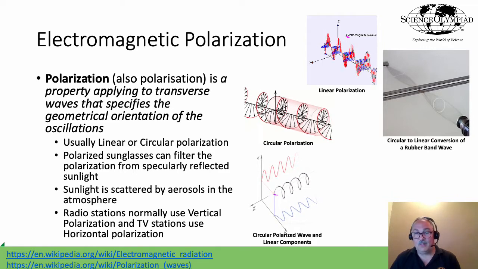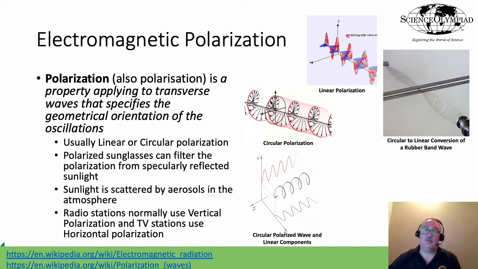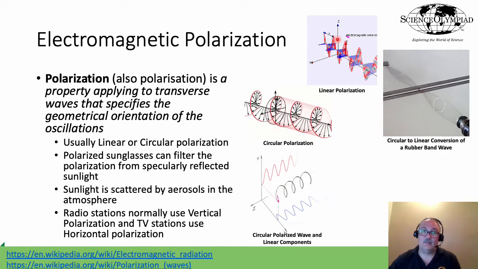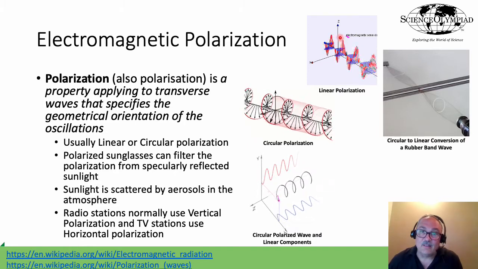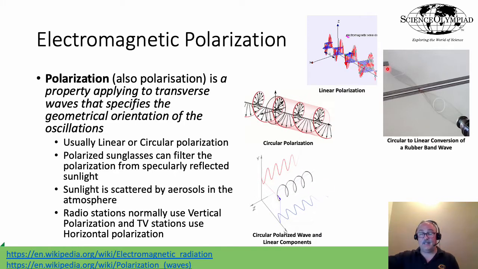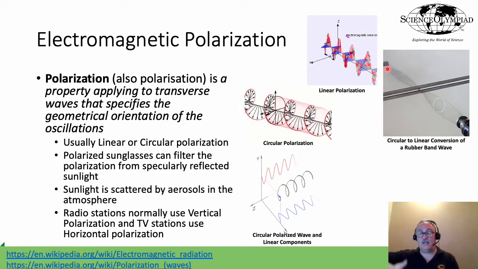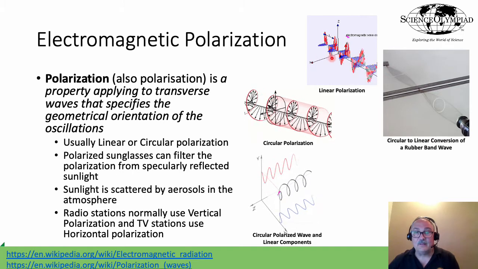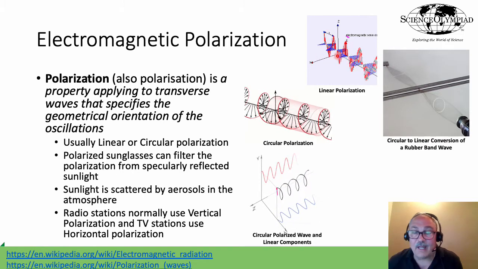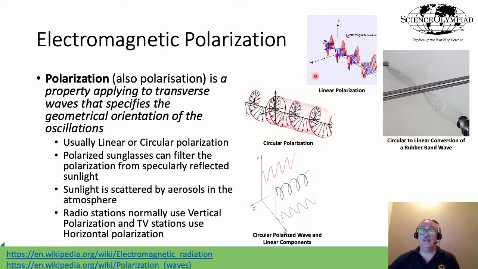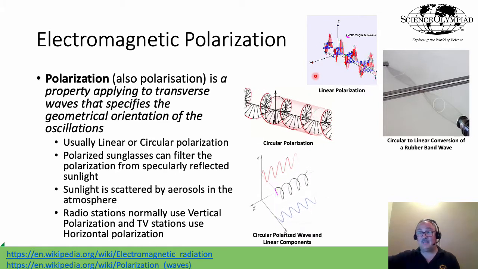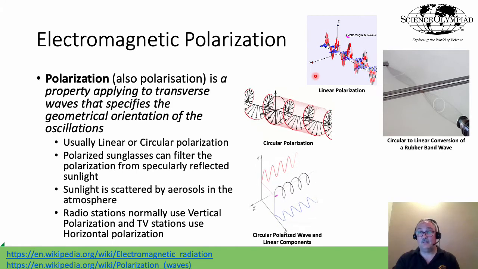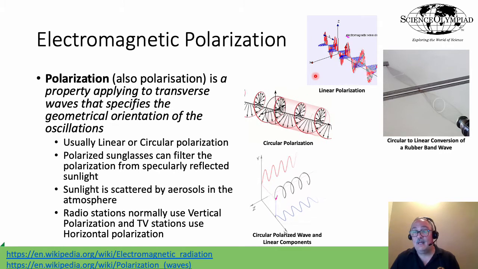Simply put, what that means is that if you look over here in this particular case, the electric field is in the ZY plane. It goes up and down Z. So it's linearly polarized in the Z plane. The magnetic field is in the XY plane, and so it is linearly polarized in the X plane. So this would be what we would call a linearly polarized electromagnetic wave.